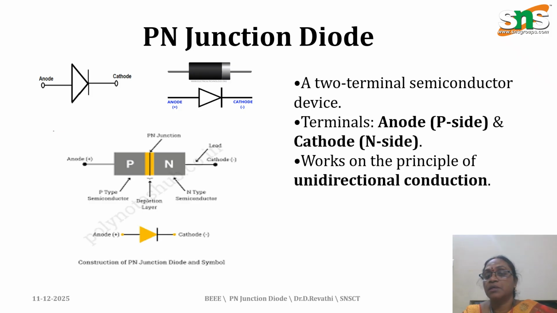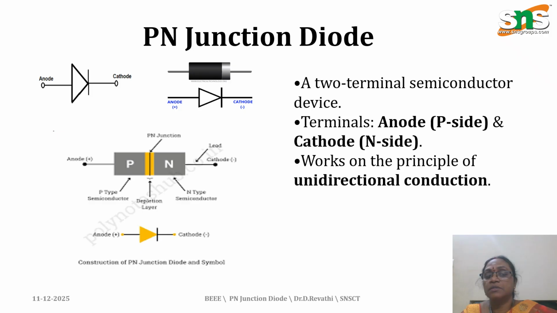We can recall that it consists of two terminals. One is the anode, which is the P side, and the other is the cathode, which is the N side. It works with unidirectional conduction. This is the symbol of the diode. Here I have marked the anode, the triangle shape, and the line that we call the cathode.